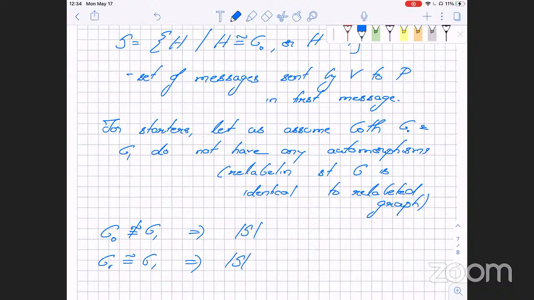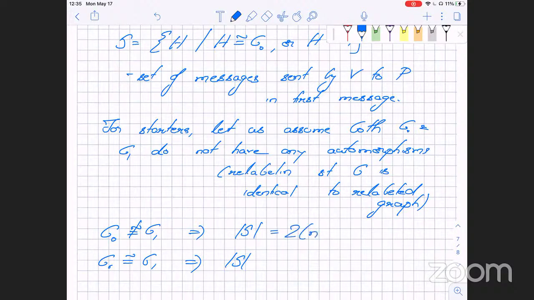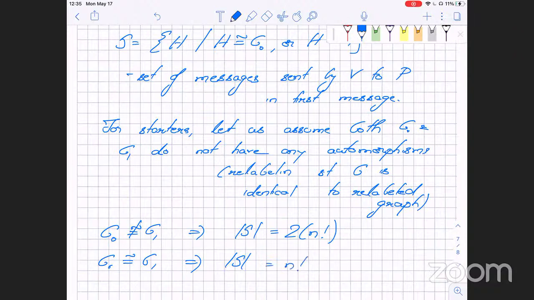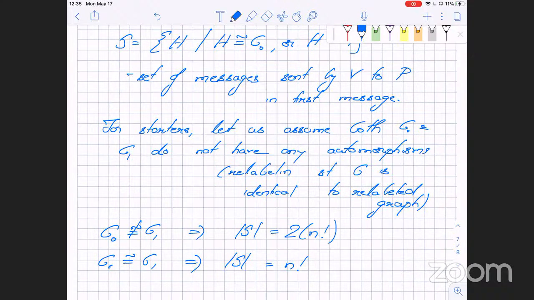How large is the set of graphs isomorphic to G0 and G1? In the first case, it is 2n factorial, right? Yes. And in the next case, it is n factorial. So it's clear that in the first case, the number of possible messages that the verifier could have sent is 2n factorial if the graphs were non-isomorphic. In the second case, it's n factorial.